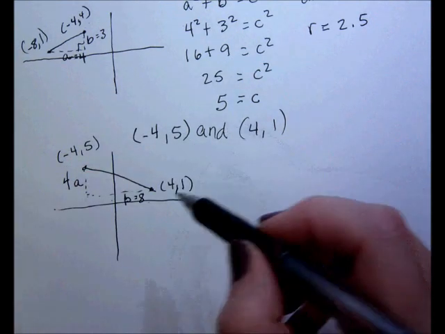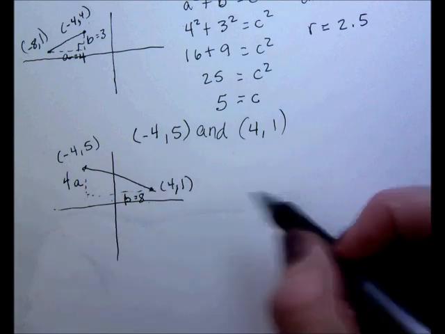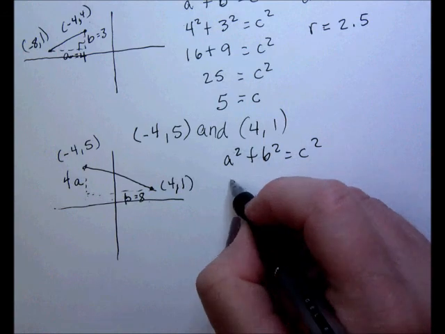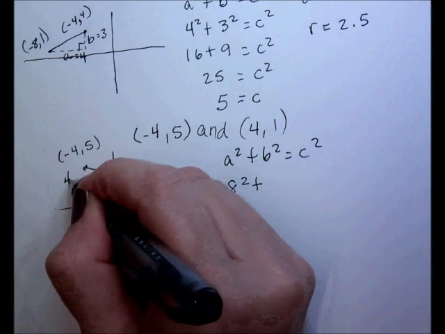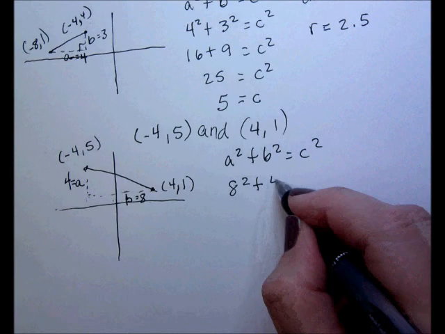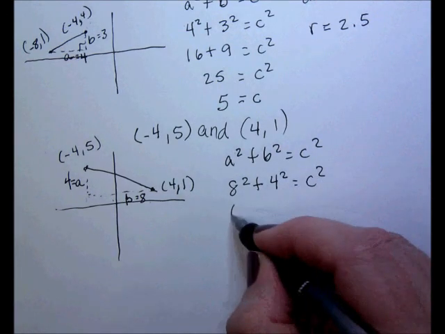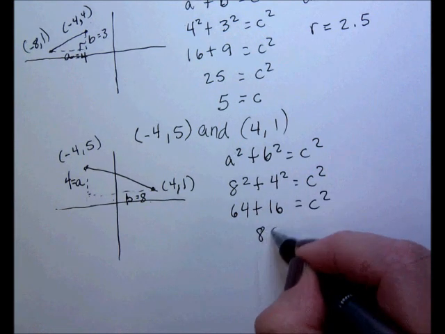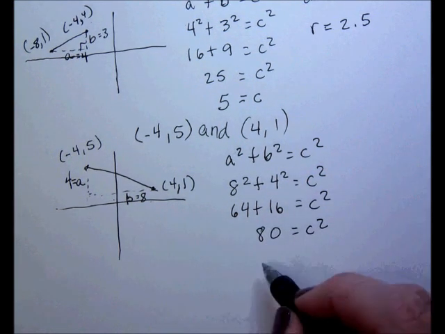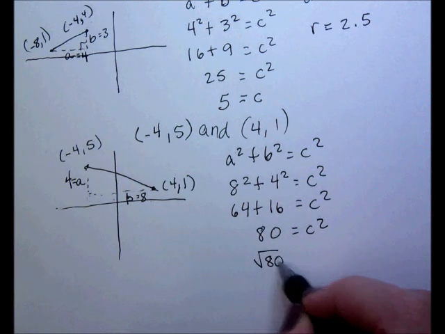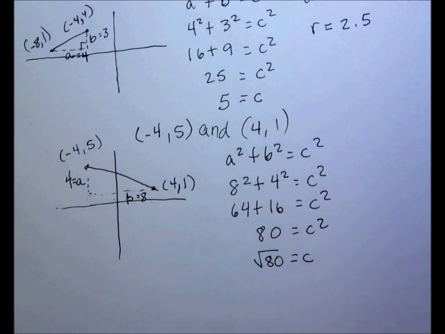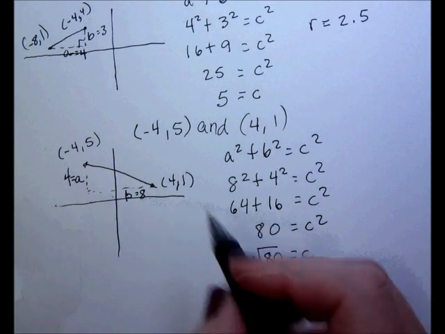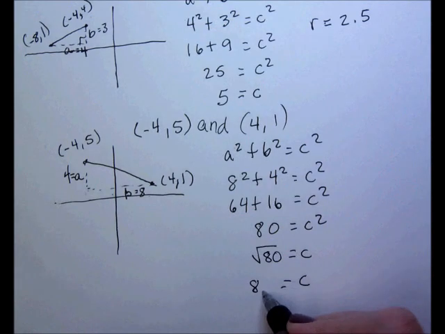Okay, and so I'm going to plug this into the Pythagorean theorem. a squared plus b squared is equal to c squared. I'm going to have 8 squared plus 4 squared equals c squared, so 64 plus 16 is equal to c squared, and so 80 is equal to c squared. Then I take the square root, and the square root of 80 is equal to c. If I want it in decimal form, I use my calculator, and c is equal to 8.9.